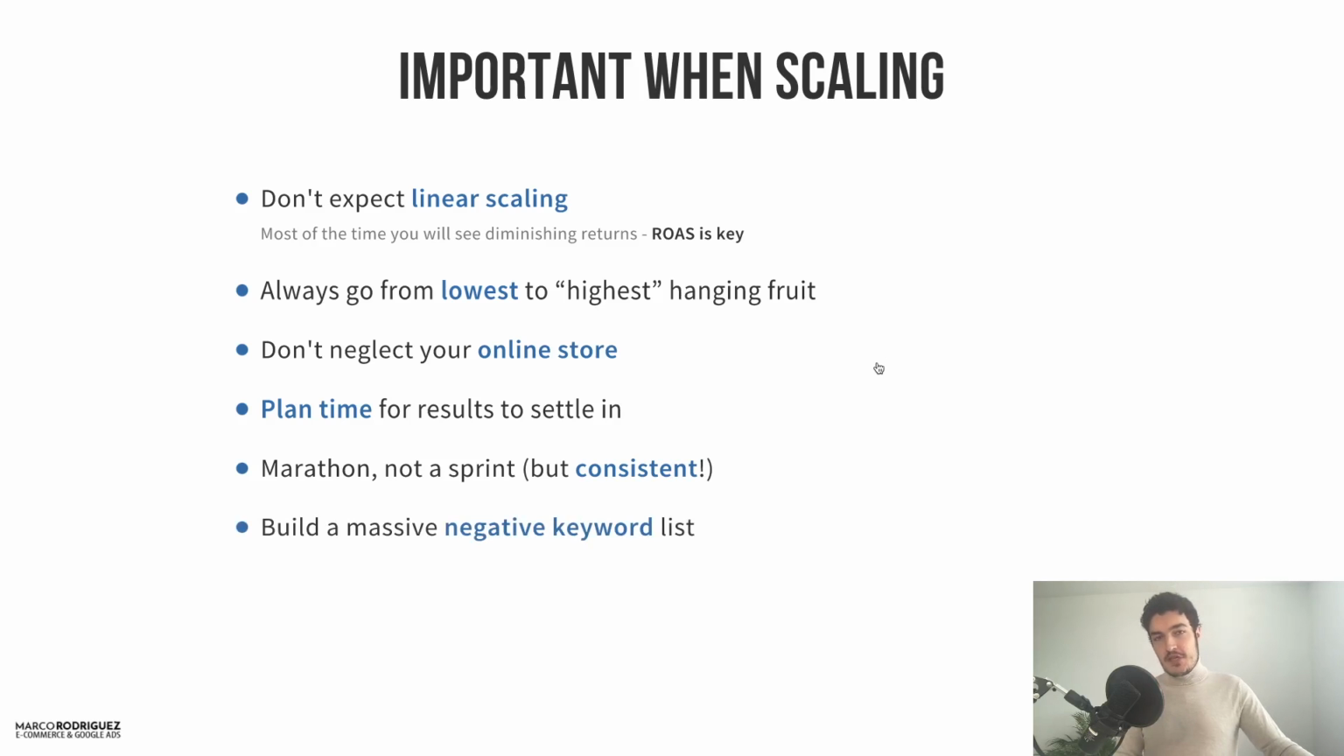Build a massive negative keyword list. When you scale, negatives become super important, and when you have this massive negative keyword list with potentially thousands and thousands of terms, everything will get better, every campaign will perform better, and your entire account will be in much better shape. Maintaining ad quality at scale is key.